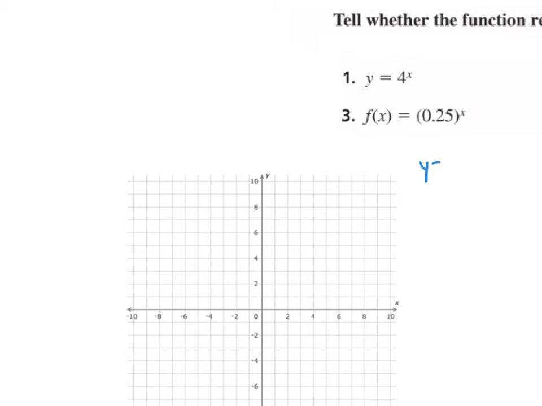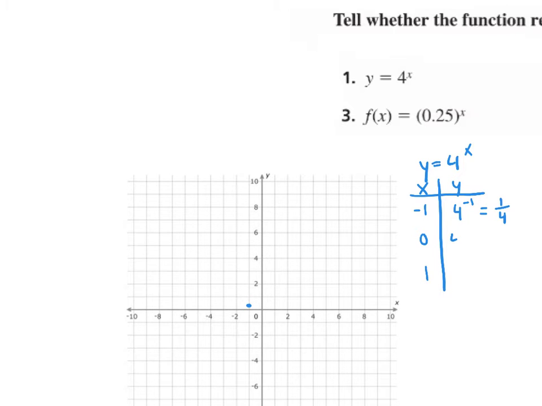So we have y is equal to 4 to the power of x. So we're going to plug in values for x, get our values for y, and plot our points. What can we plug in for x? -1, 0, and 1. So we have 4 to the power of -1. What's 4 to the power of -1? 1 over 4. Perfect. So we go to the left to -1, up 1/4.